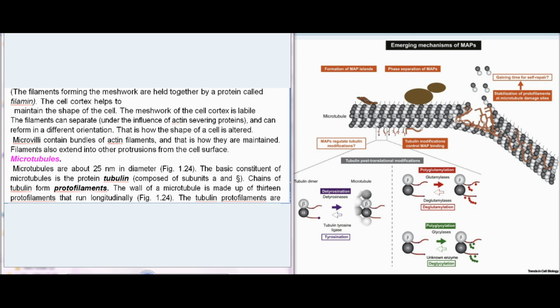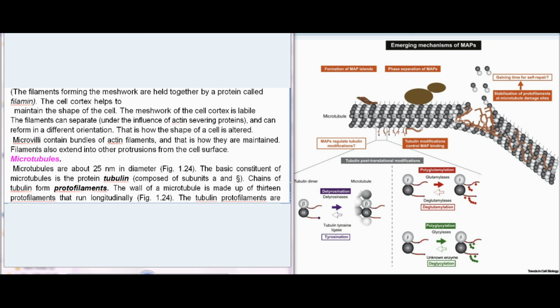The meshwork of the cell cortex is labeled. The filaments can separate, under the influence of actin-severing proteins, and can reform in a different orientation. That is how the shape of a cell is altered. Microvilli contain bundles of actin filaments, and that is how they are maintained. Filaments also extend into other protrusions from the cell surface.